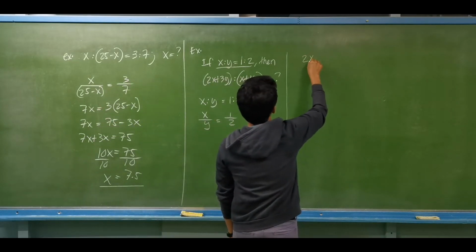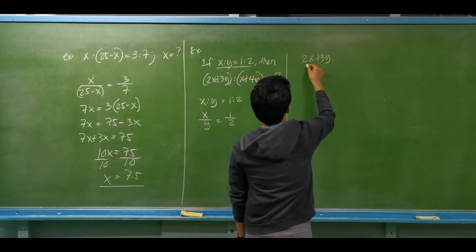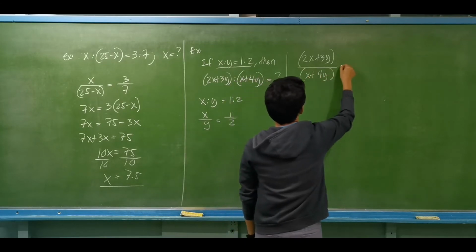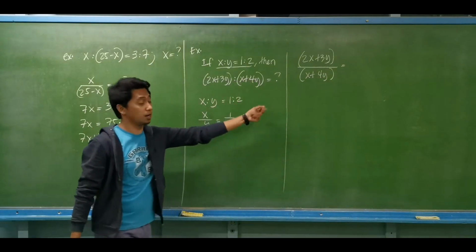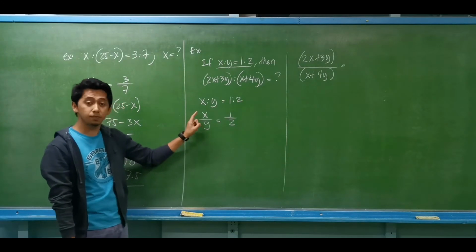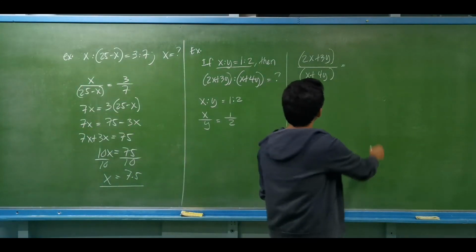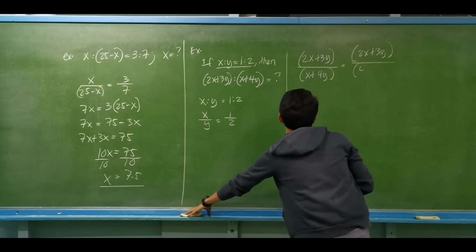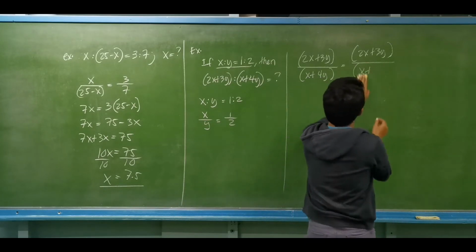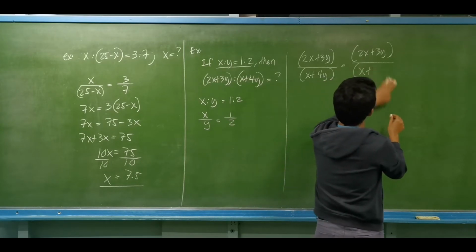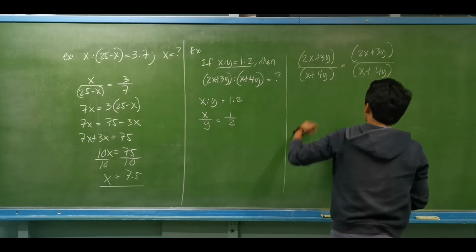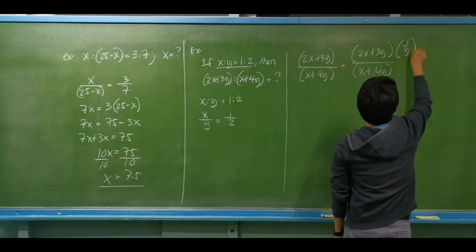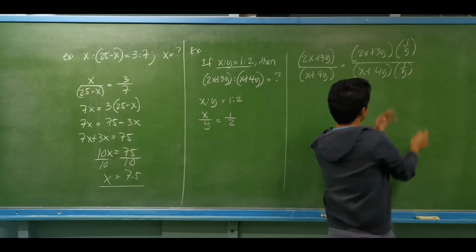So we have 2x plus 3y divided by the quantity x plus 4y. Let us arrange our variables to have the ratio of x and y. All we have to do is multiply the numerator and the denominator by 1 over y. So this is multiplied by 1 over y, and as you can see, that is the same as 1.